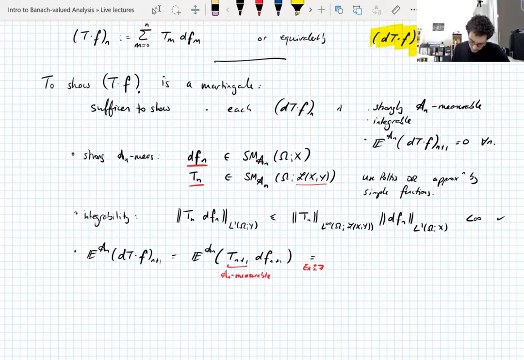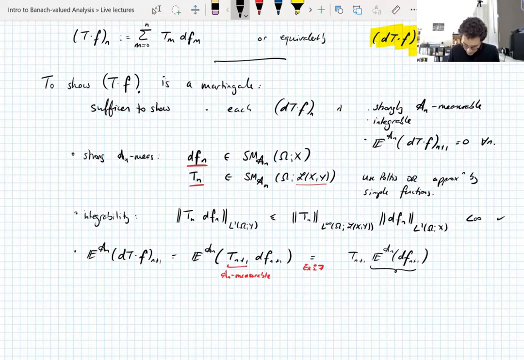Oops, wrong color. Like that. Which is a very useful property of conditional expectations. It's used all the time when you're dealing with conditional expectations. It's called taking out what is known or something like that. Basically, the product with the function that you already know doesn't affect the approximation of this function you don't know. And because F is a martingale, this conditional expectation vanishes. Great. So this tells you that this martingale transform of F by T is actually a martingale. It would be a bit weird if it wasn't.